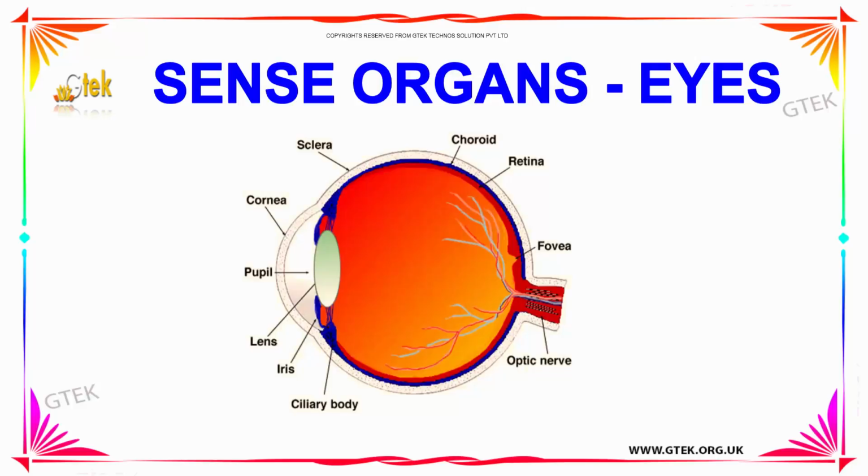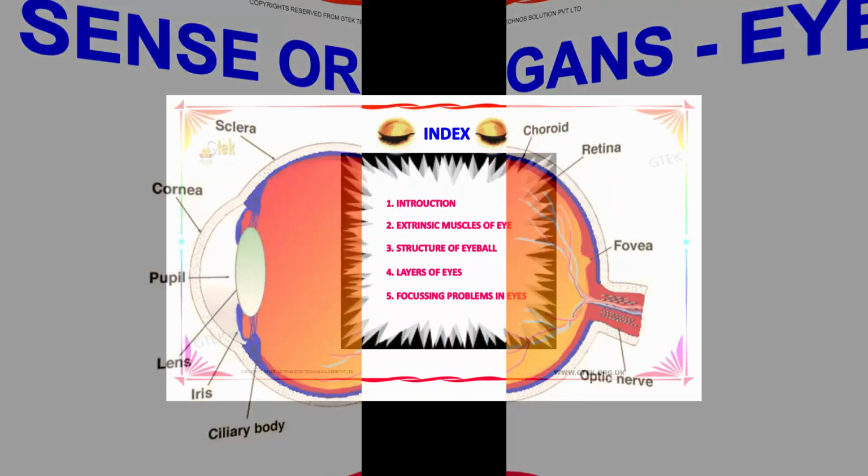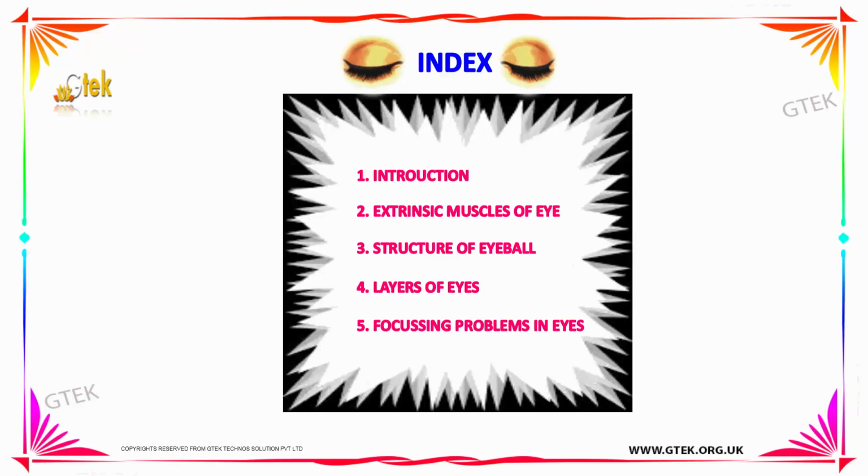We are going to discuss the sense organs and in particular the eyes. These are the topics that we are going to cover in this session. We are going to see the introduction to sense organs, followed by the extrinsic muscles of the eye. Then we'll be studying the structure of the eyeball. We'll also study the layers of the eye. We'll be discussing the focusing problems in the eyes.